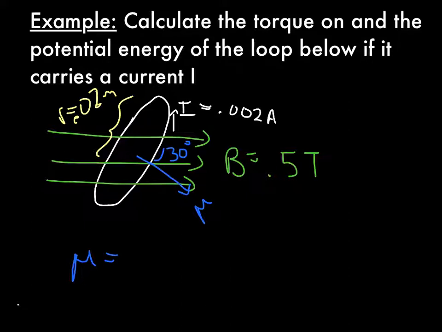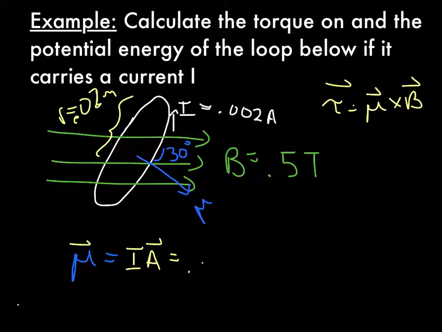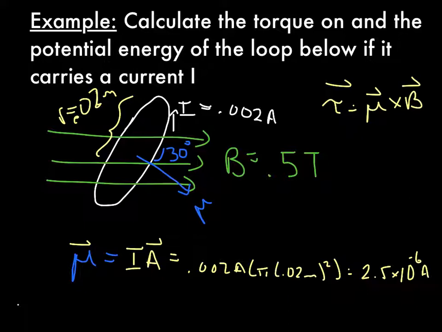So starting off with this, you know that torque is going to be equal to mu cross B, where all those are vectors. Mu is simply IA, the magnitude of mu, which is our 2 milliamps, 0.002 amps, times our area. It's a circle, so that's pi times 0.02 meters squared, which is roughly about 2.5 times 10 to the minus 6 amp meters squared. Crazy unit, but it'll do for the time being.